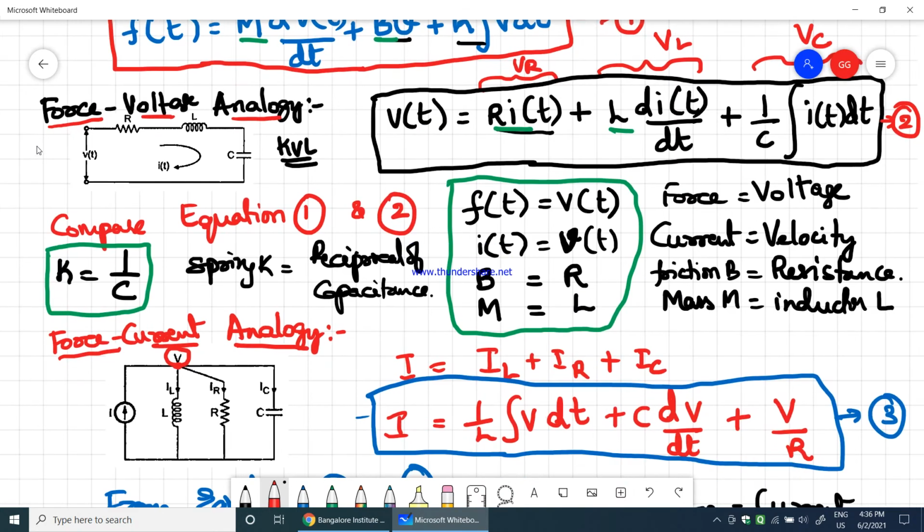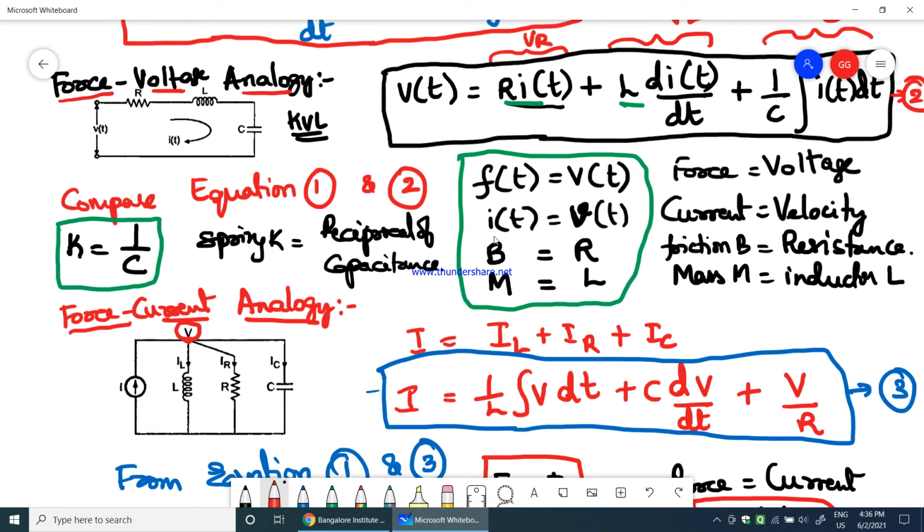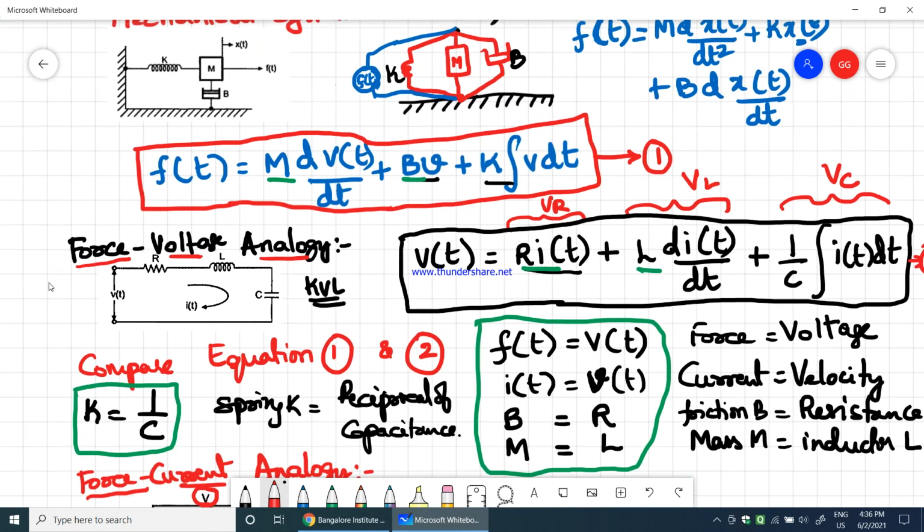Similarly, to write the force current analogy, I have taken 3 components connected in parallel, because in series voltage will be different across different parts, whereas in parallel current gets divided. For that reason, force current analogy will always work with parallel connection. So with these 3 components connected in parallel, I took this small example where I got an equation which can be compared with this mechanical system.